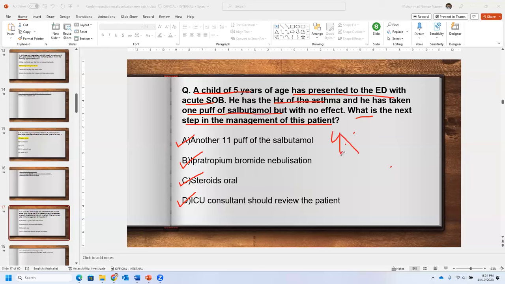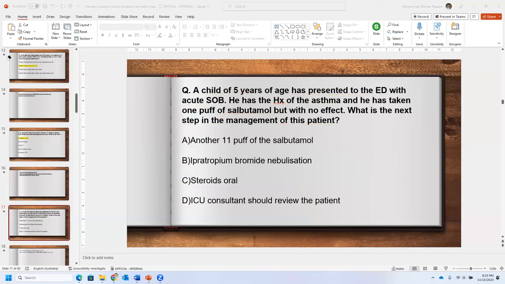Four into four into four. You repeat it in the first 20 minutes of the acute episode. If the patient is not responding to this much, then you start with the oral steroids and add on the ipratropium bromide to the salbutamol nebulization or inhalation through the metered spacer device. But a single puff is not going to do anything. So option A is correct over here.